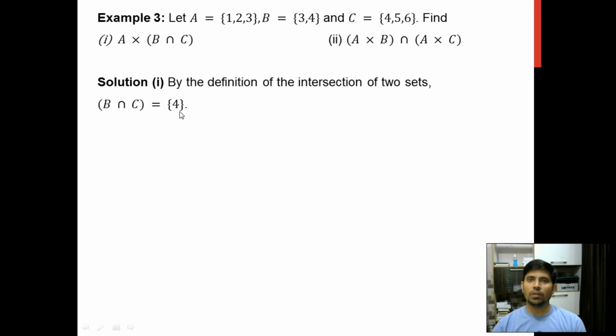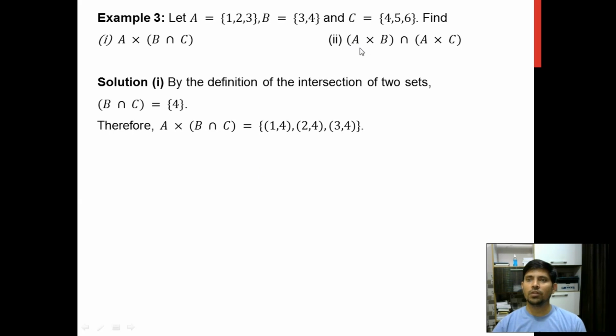So what will be the elements of A cross this 4? This is (1, 4), (2, 4), (3, 4). So you can write here A cross (B intersection C) is (1, 4), (2, 4), (3, 4), because firstly we will write the elements of A, then we will write the elements of B intersection C, and B intersection C has only one element, 4. This is (1, 4), (2, 4) and (3, 4). Similarly we can solve the second part.